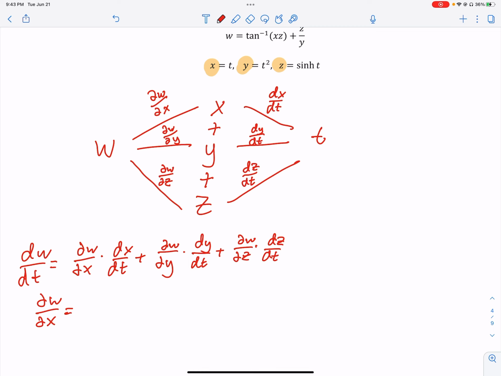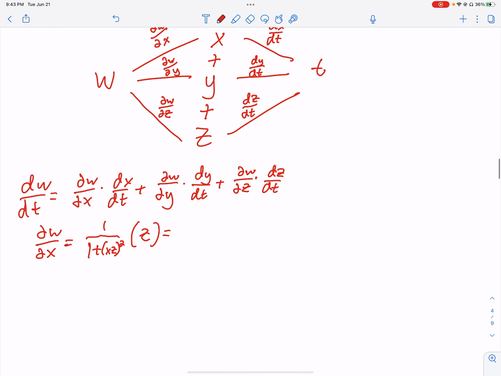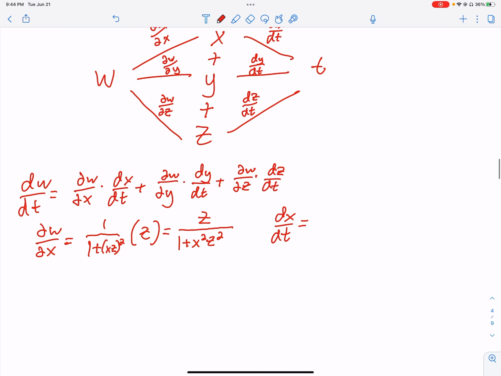All right, so dw dx in this case of that crazy function there, okay, x is inside of that, so we get 1 over 1 plus the argument squared, remember arctan. It's very important that you get this down because it shows up in DE a lot. Times the derivative of the inside, which is xz with respect to x, I get z. So let me clear that up a little bit because it's written really bad. 1 plus x squared z squared. All right, that's that partial. We also need dx dt. So x was t, so we get 1.